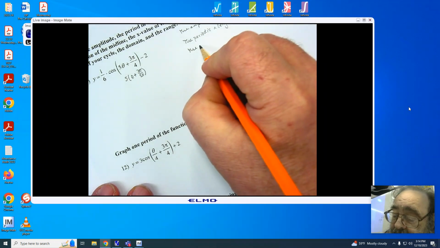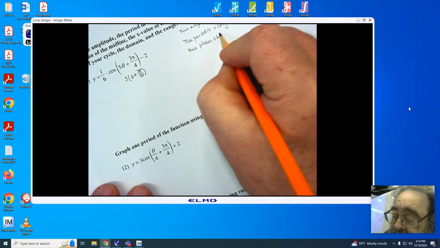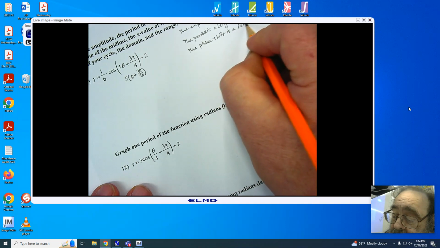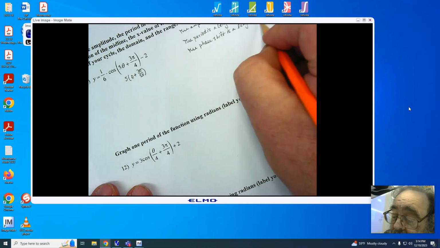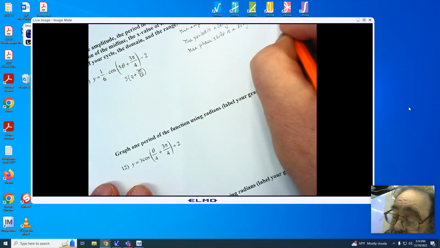The phase shift is a length of 3 pi over 20 to the left.